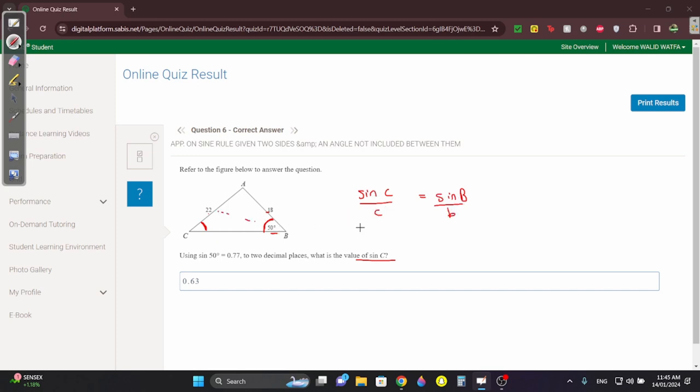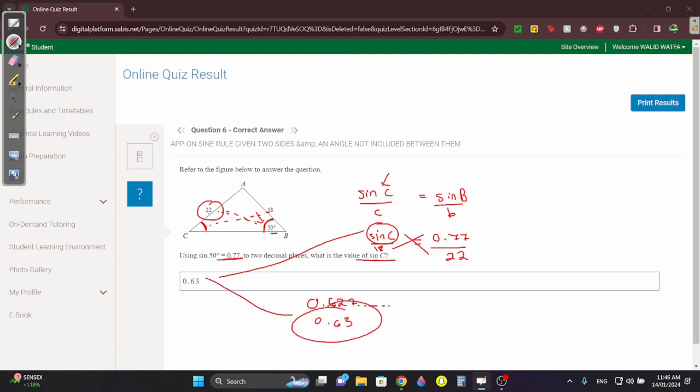Now let's substitute. Sine C over the side C. What side's opposite to C? 18. Equals sine B, so sine 50, which is given as 0.77, over B. What's the side opposite to angle B? Sorry, it's 22. So you cross multiply and sine C is equal to, I think it was 0.627 on the calculator, and then obviously a long decimal. So you round it, you get 0.63. Okay.